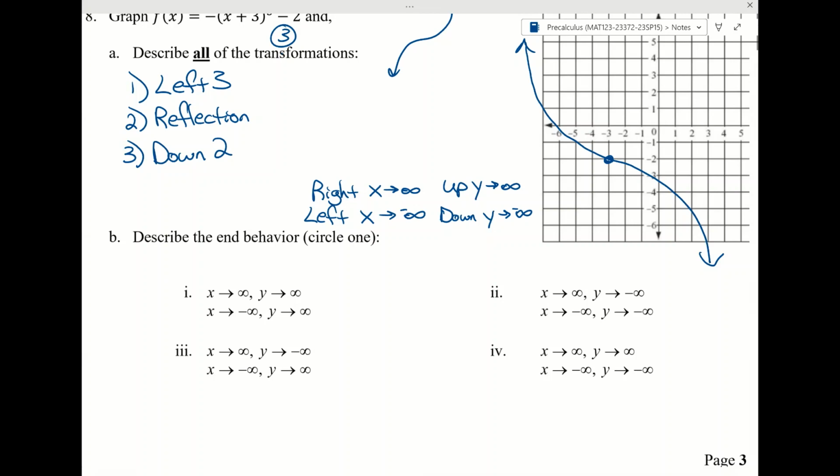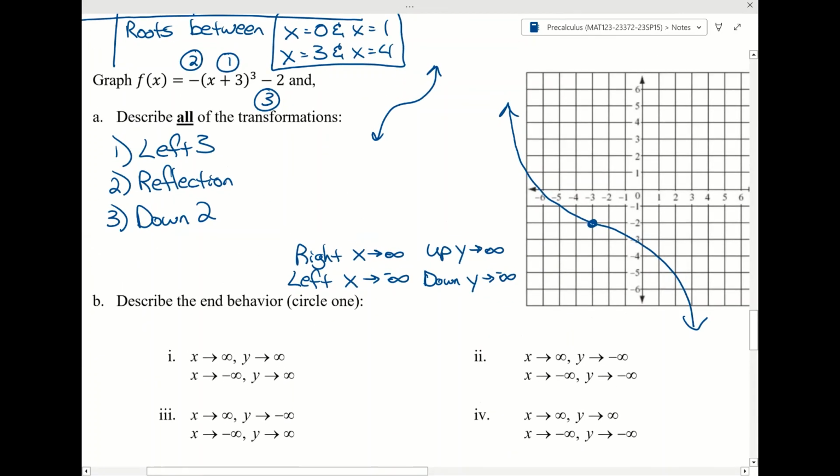Question: if the equation is set to f of x or y, does that make an impact on the answer? No. y and f of x are the same thing. What tells you how many x-intercepts there are is whatever the highest power of x is. So technically, this is x to the third. I mean, the graph could look like this: 1, 2, 3. That's the maximum there could be.